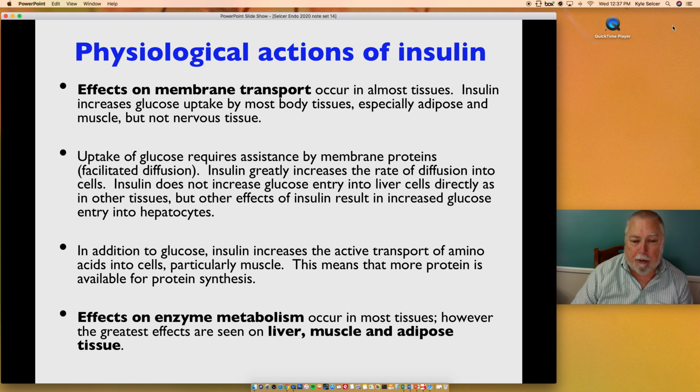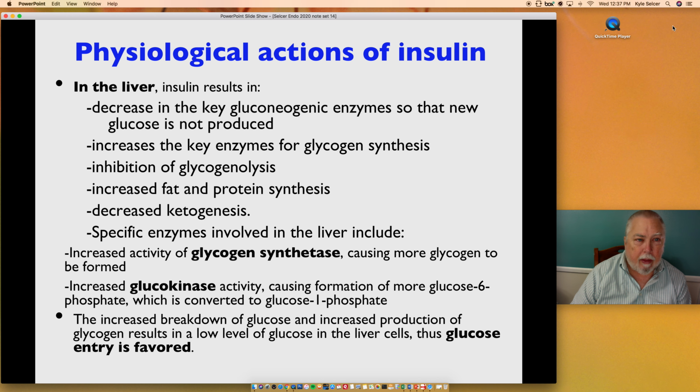Enzyme metabolism effects, other than the transport effects, occur in most tissues. The greatest effects are in liver, muscle, and adipose tissue, the three places where you're going to try and store glucose. The liver is going to store it as glycogen, muscle is going to store it as glycogen and protein, and adipose is going to store it as fat. The physiological actions of insulin in the liver: insulin results in a decrease in key gluconeogenic enzymes so that glucose is not produced.